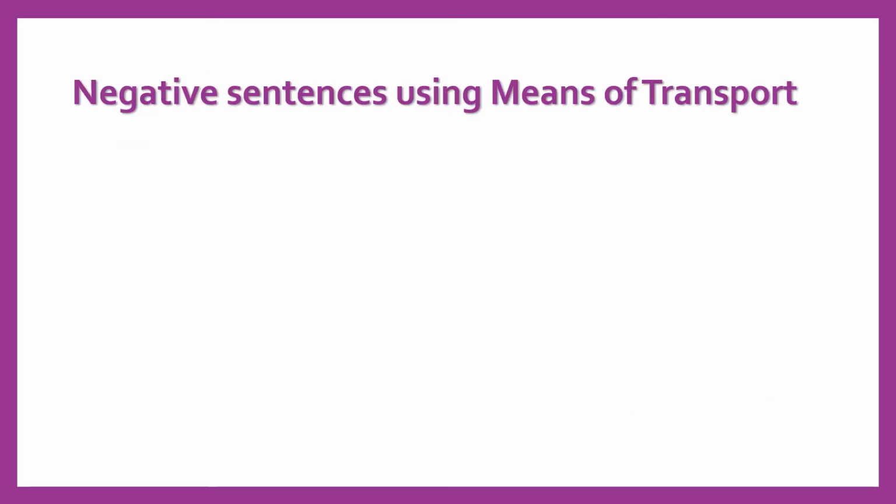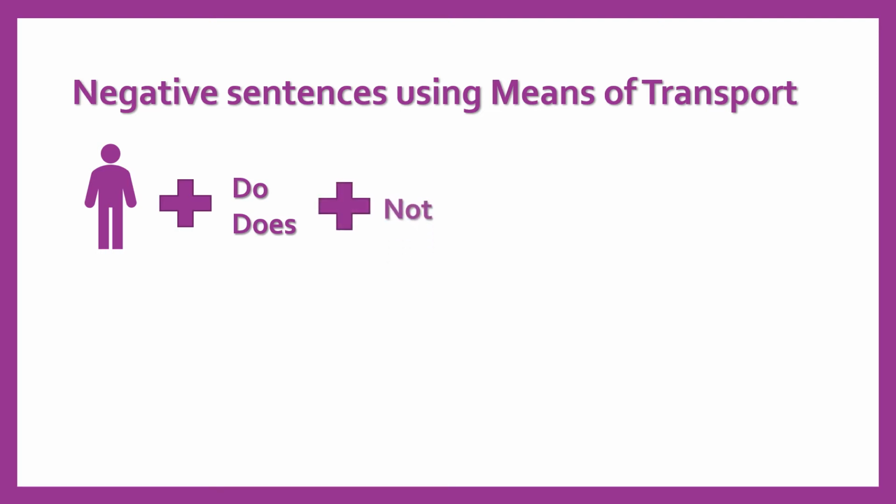Now we're going to see some examples of negative sentences using means of transport. And first of all, we're going to see how to create them following this structure. So first of all, we're going to begin with the personal pronoun. Next, we're going to use any of the auxiliaries that we saw before. Next, we're going to use the word not, that means negation.